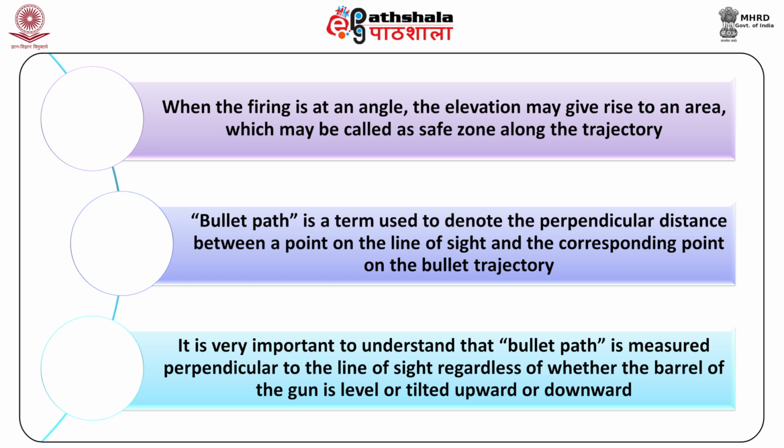Then we have come to know that bullet path is a term used to denote the perpendicular distance between a point on the line of sight and the corresponding point on the bullet trajectory at any range distance from the muzzle. And lastly, we have learned that it is very important to understand that bullet path is measured perpendicular to the line of sight regardless of whether the barrel of the gun is level or tilted upward or downward.